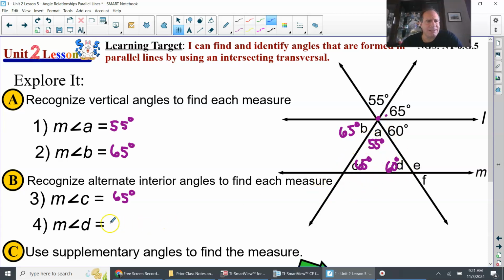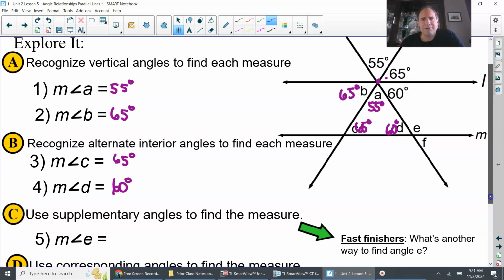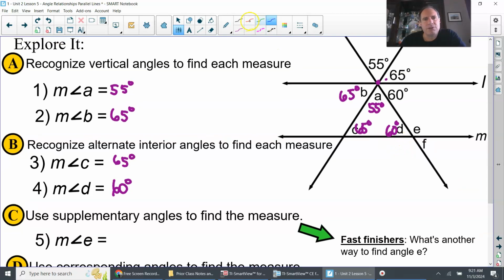Use supplementary angles to find the measure of angle E. So here's where we're talking about right now. This is the straight line. So we're just going to go 180, 180 minus 60. And that is 120. E is 120 degrees. And that should be because that angle is obtuse.